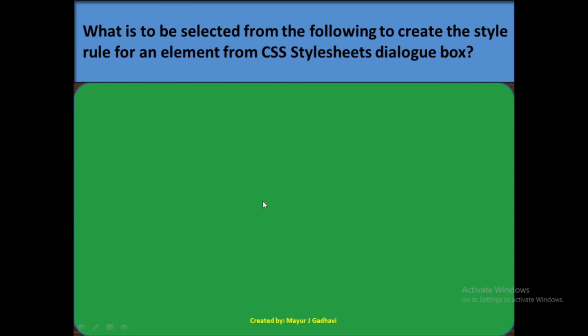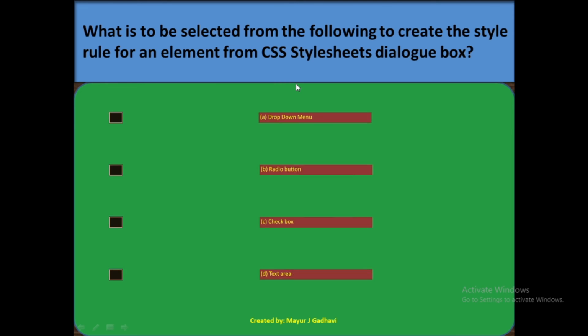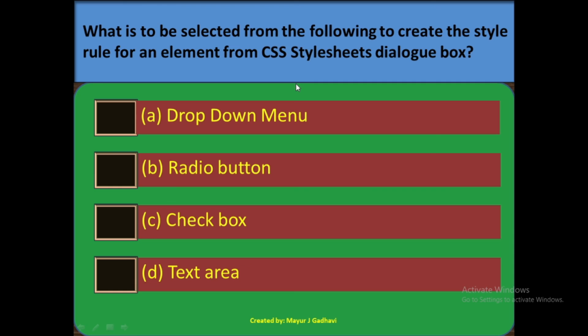Next question, what is to be selected from the following to create the style rule for an element from the CSS style sheets dialog box? Well, the options are drop down menu, radio button, checkbox and text area. The correct answer is drop down menu.